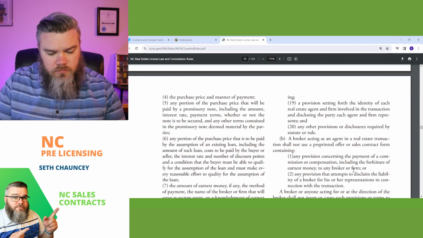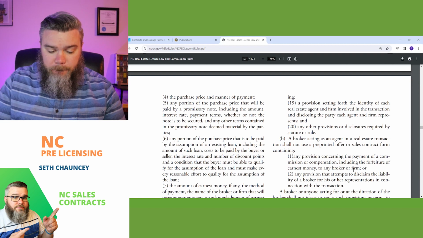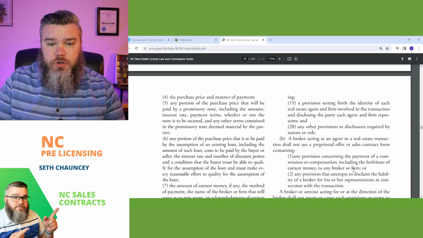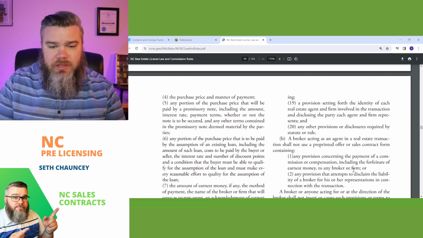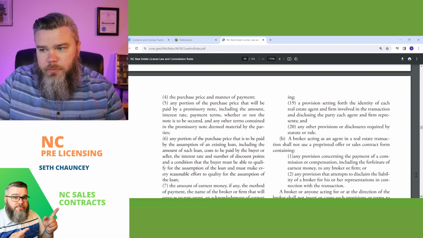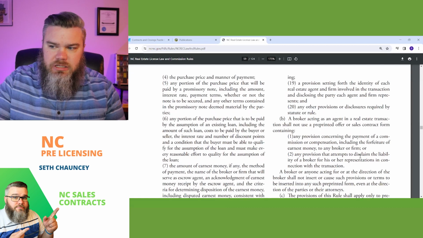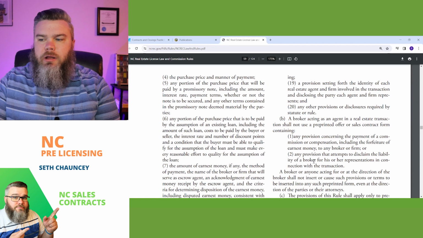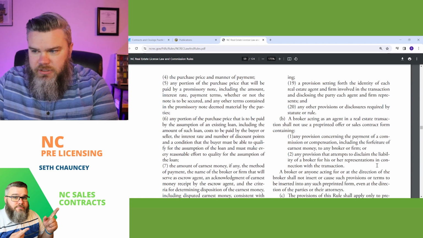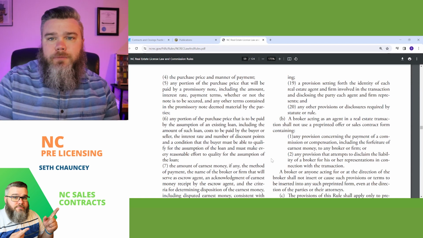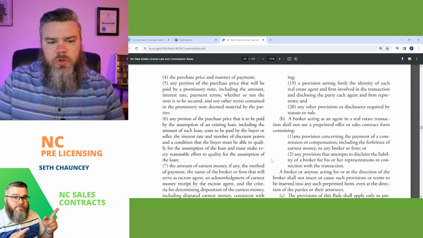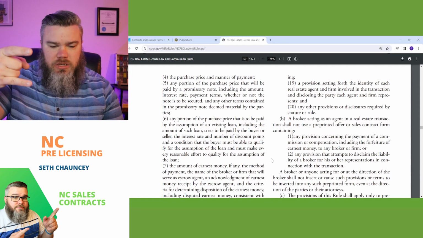In your contract you have with the listing agreement, right? Agency contracts, right? Buyer agency agreement, listing agreement. That's exactly right. So then the other provision that's not allowed, any provision that attempts to disclaim the liability of a broker for his or her representations in connection with the transaction. So no disclaimer of liability. You cannot use a contract that has those two things on there.